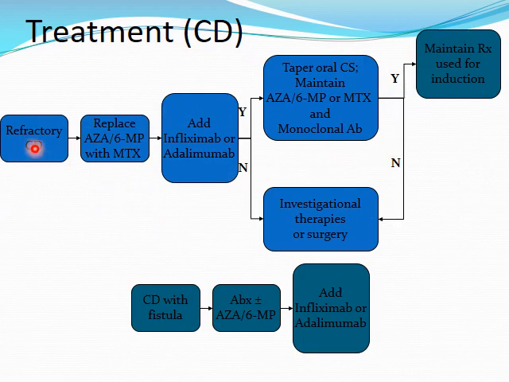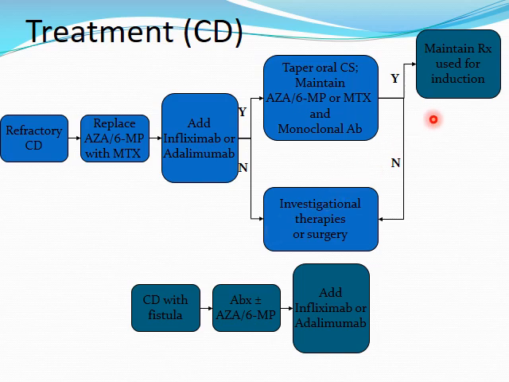For refractory Crohn's disease, this is where we step up our game with immunosuppressants. So moving from something like azathioprine or 6-mercaptopurine to looking at methotrexate. If things are not controlled by then, this is when you move on to the monoclonal antibodies like infliximab or adalimumab. If that's still not working, then you have to consider things like investigational therapies or surgery, depending on how diffuse the disease is. Surgery may or may not be an option here.